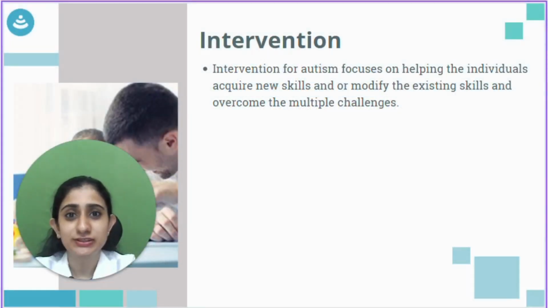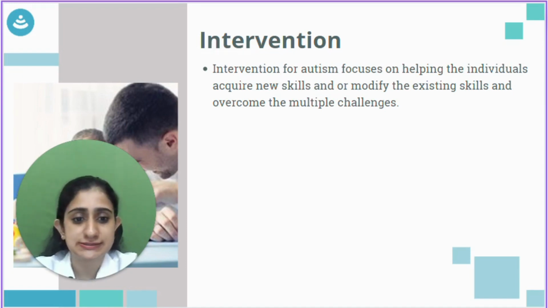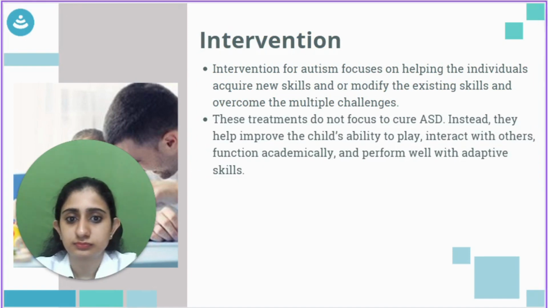Now let's look at the intervention for autism. So, the main purpose of autism intervention is to help autistic individuals acquire new skills and/or to modify their existing skills to meet their functional needs. So what we have to understand here is that any of these treatments don't aim to cure autism. Instead, they help to improve the child's overall ability to play, to interact with others, to function academically, and perform well with their adaptive skills.